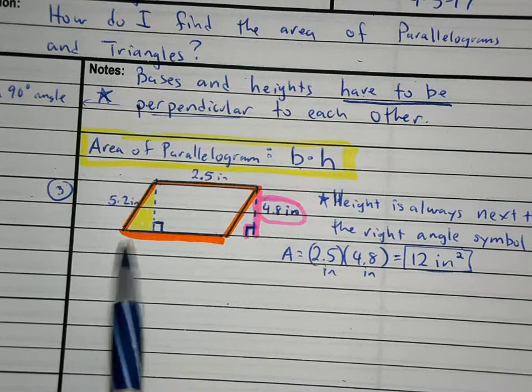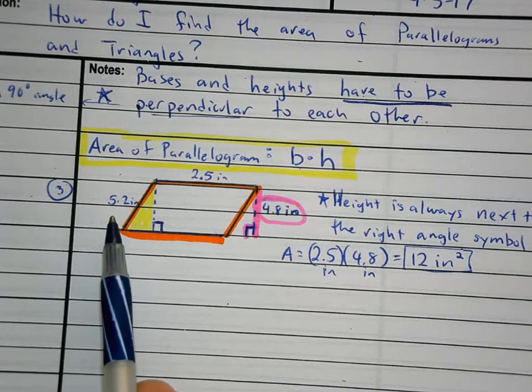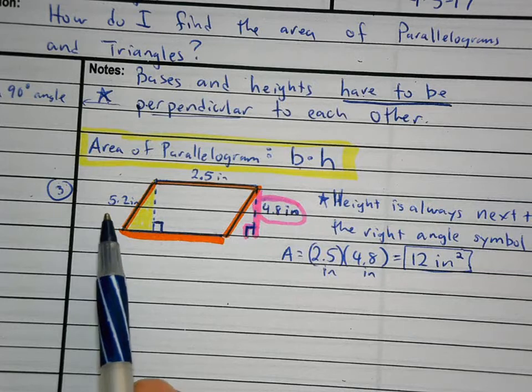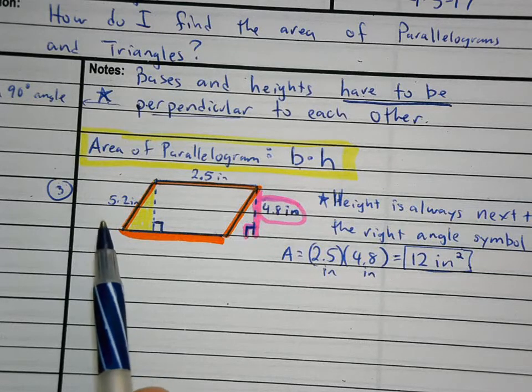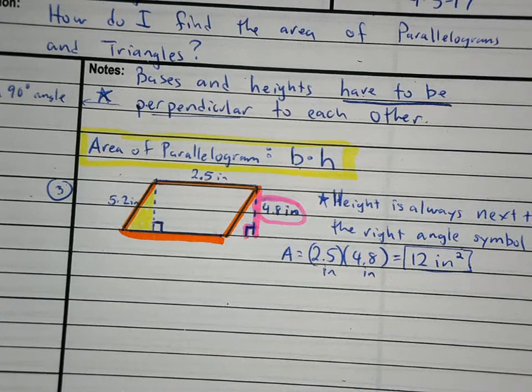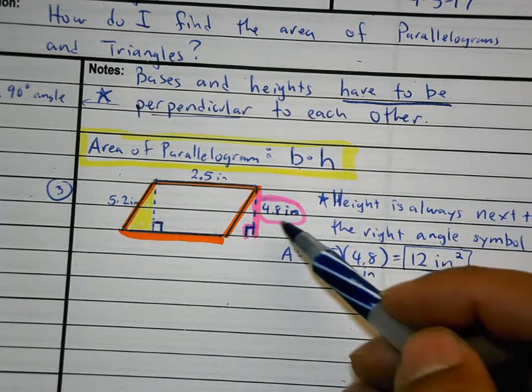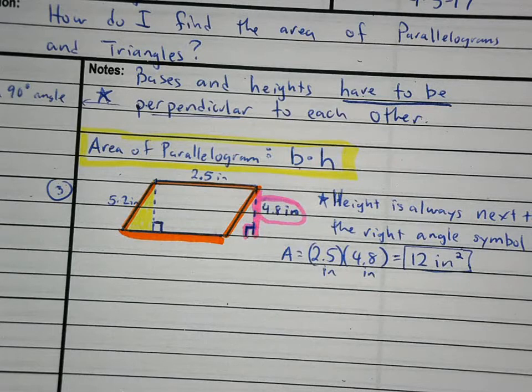So why did they put the 5.2 there? To confuse you. It's there to distract you. You would only use the 5.2 if there was a perpendicular to that base. And sometimes your perpendicular is inside the parallelogram, sometimes it's outside. Don't freak out if the perpendicular height is outside of your shape.